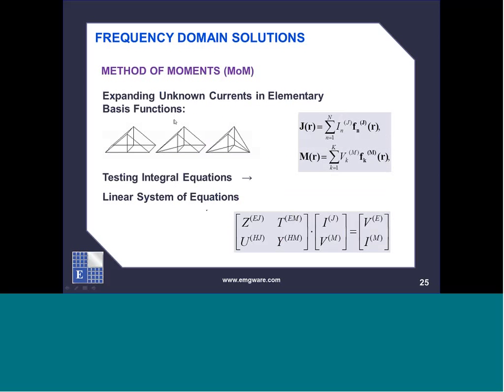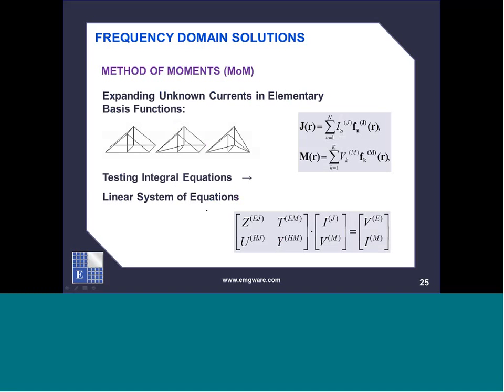And in method of moments, what we do is we have unknown currents, whether electric or magnetic. We expand them in elementary basis functions. These are basis functions that are like linear in one direction. So they start from 0, go to maximum and come down in, say, the X direction, and they're constant in the Y direction. So with this type of basis functions, we can satisfy a lot of boundary conditions in planar structures.